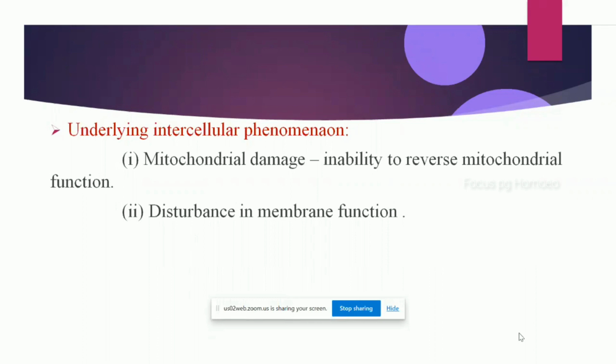Then next one, underlying intracellular phenomenon. In this, two changes will happen. First one is mitochondrial damage, that means inability to reverse mitochondrial function. Next one is disturbance in membrane function. These are the two things happening in the underlying intracellular phenomenon.